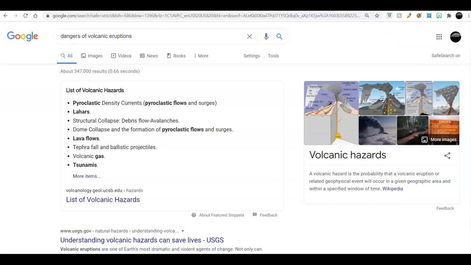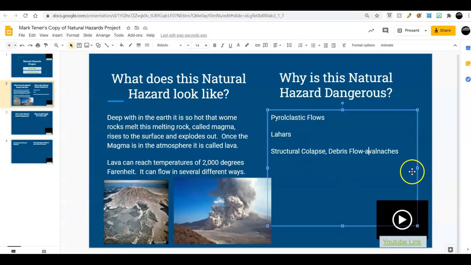Alright. What else do we have? Dome collapse and the formation of pyroclastic flows and surges. So I could write down dome collapse as 1. And then I think 4 points will be enough if I was to present this. We should do that sometime. We should present. So that'd be super awesome. Or I should give extra points or something for people to do that and post the video. Alright, so the video of how to do slide 2 is right there.